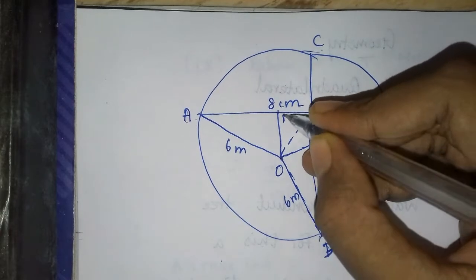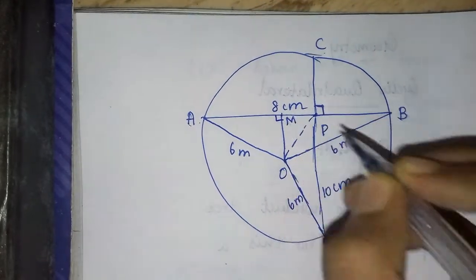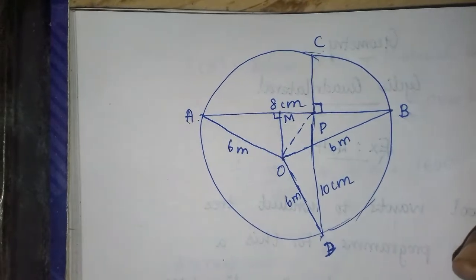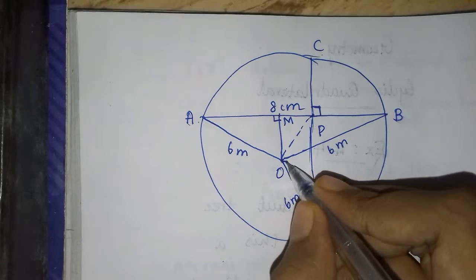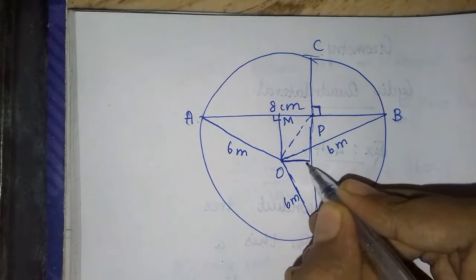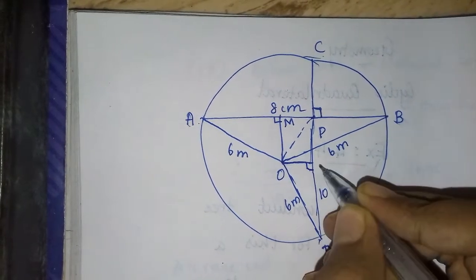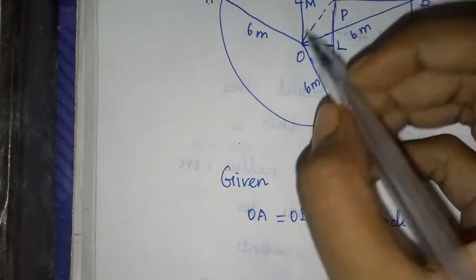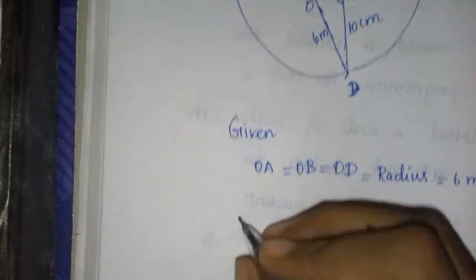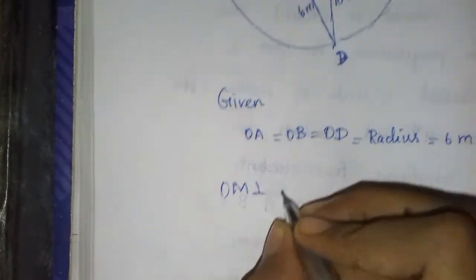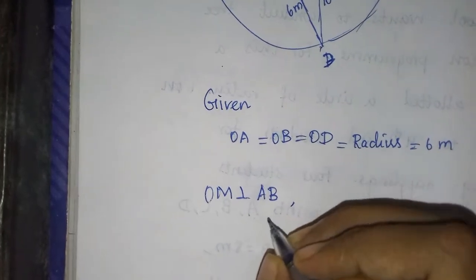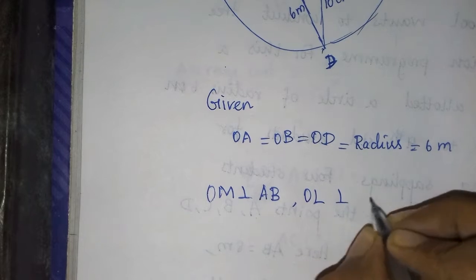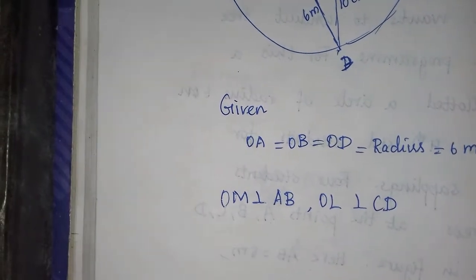Now let me draw a perpendicular line from O. That is OM. OM is perpendicular to AB. Similarly, let me draw another line which is perpendicular to CD. This is also perpendicular. Mark this as L. What are the things we have marked now? OM perpendicular to AB, and another one is OL perpendicular to CD. These two things we have drawn now.